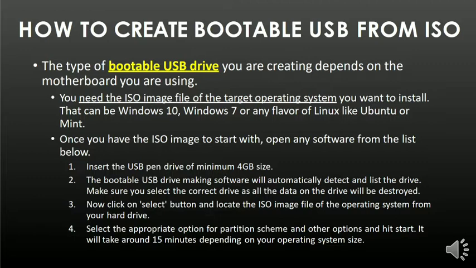1. Insert the USB pen drive of minimum 4 GB size. 2. The bootable USB drive making software will automatically detect and list the drive. Make sure you select the correct drive as all the data on the drive will be destroyed. 3. Now, click on Select button and locate the ISO image file of the operating system from your hard drive. And 4. Select the appropriate option for partition scheme and other options and hit Start. It will take around 15 minutes depending on your operating system size.